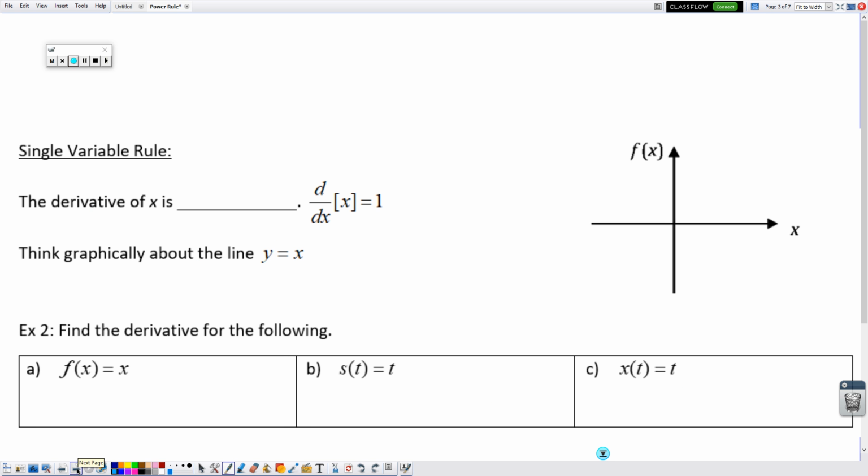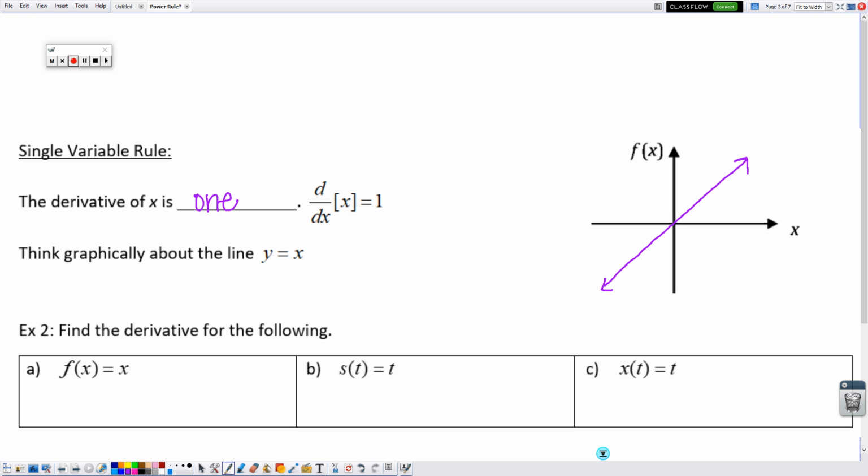Now what we're going to talk about is the single variable rule. It says the derivative of x. So it's usually helpful, again, to know exactly what x looks like. So because x is a single variable, it has a coefficient of 1, and it has nothing added or subtracted to it. It's actually just a line that goes through the origin and has a slope of 1. 1 over 1, because it's 1x. So the derivative of x is 1.